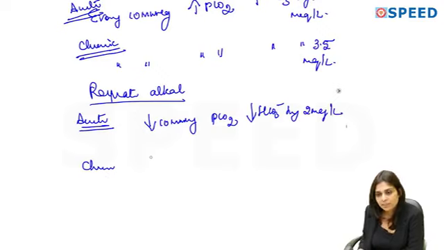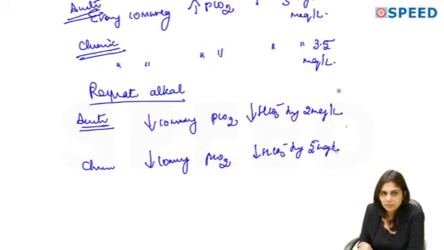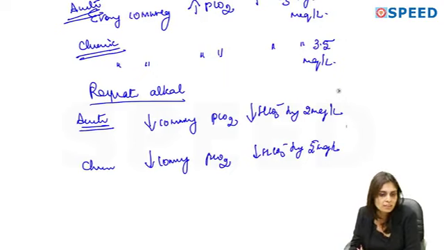If it's chronic compensation, for every 10 millimeter of mercury decrease in PCO2, bicarbonate will be reduced by 5 milliequivalents per liter. I just remember it as 3.5, 2, 5. The first one is for respiratory acidosis, second one is for respiratory alkalosis. This is acute, this is chronic.